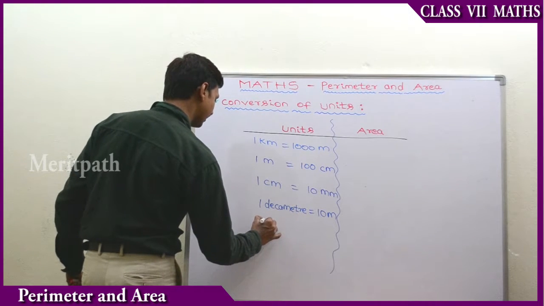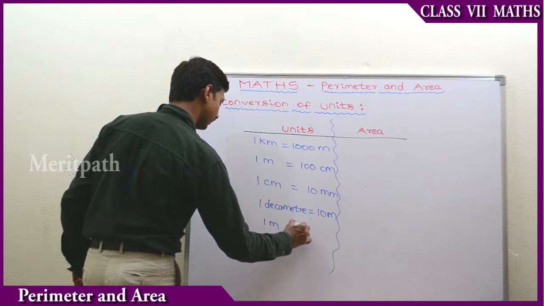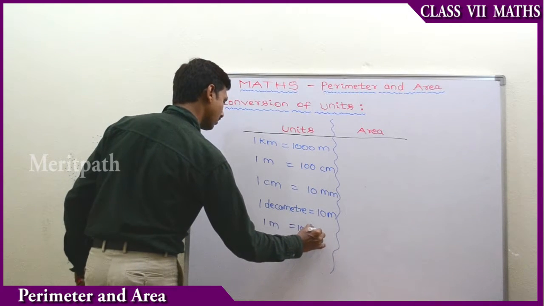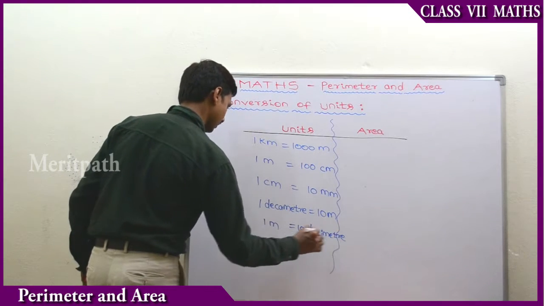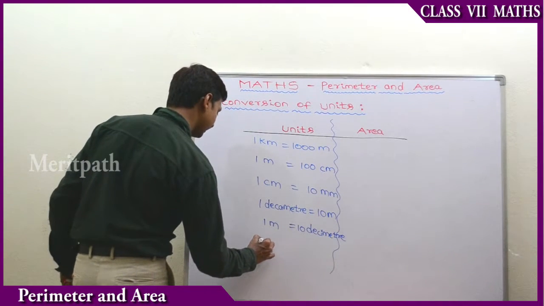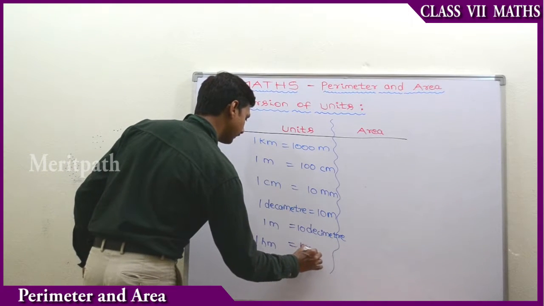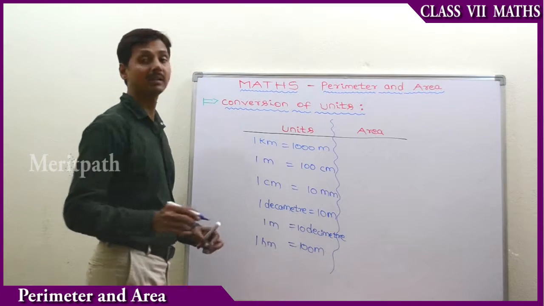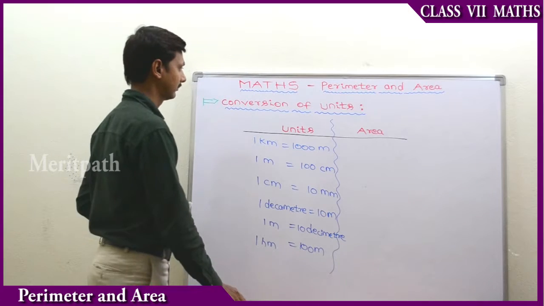And 1 meter is equal to 10 decimeters. And 1 hectometer is equal to 100 meters. These are the units we have learned in previous classes. Let's recall again.